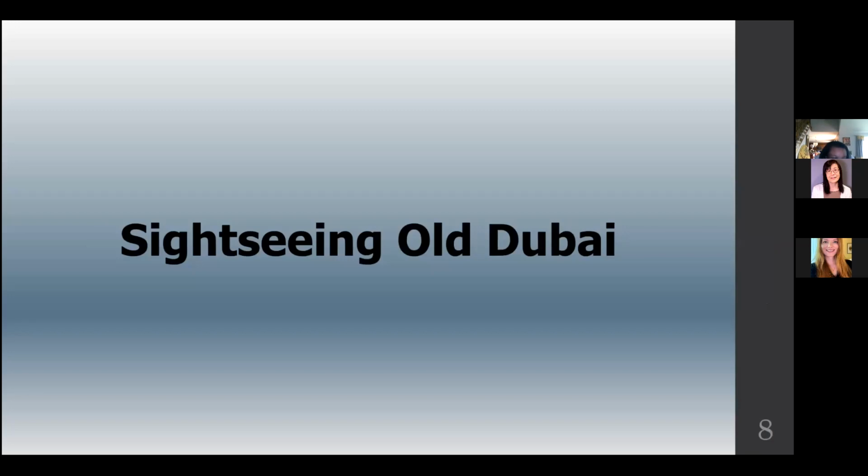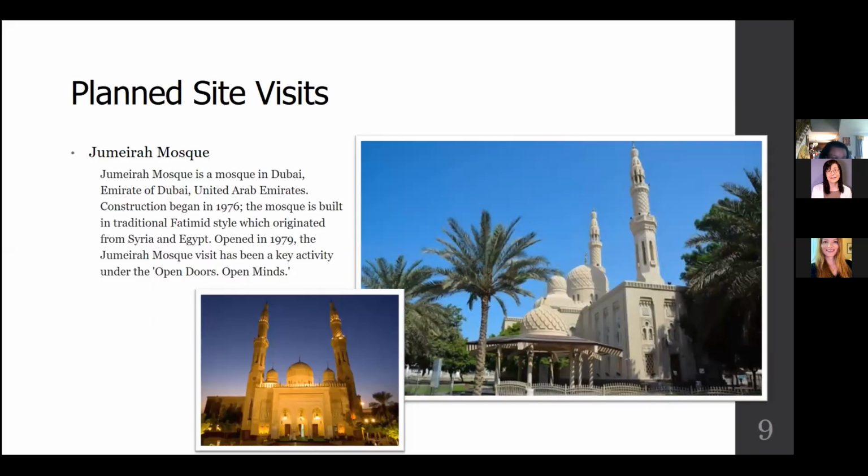Okay, so site visits. We're going to the portion of on-site visits, beginning with sightseeing Old Dubai. One of the site visits that we'll be doing is the Jumeirah Mosque. It's a mosque in Dubai. Construction began in 1976. It's built in traditional Fatimid style, which originated from Syria and Egypt. It opened in 1979, and the visit has been a key activity under the Open Doors, Open Minds initiative that they have there. Beautiful.